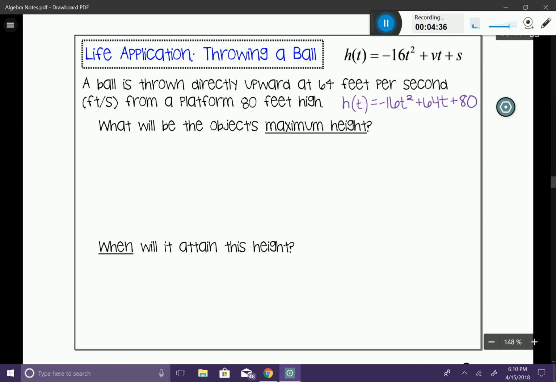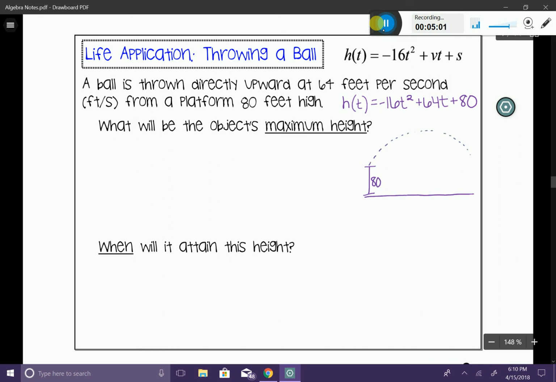All right, so that's the equation that I'm going to be using to answer these questions. Question 1 says, what will be the object's maximum height? Well, we know that using a parabola, I can draw myself a little sketch saying that the ball is initially being tossed off of a platform that's 80 feet high.